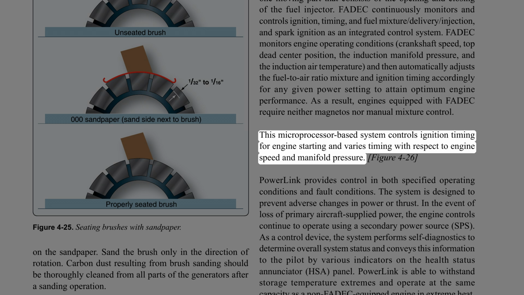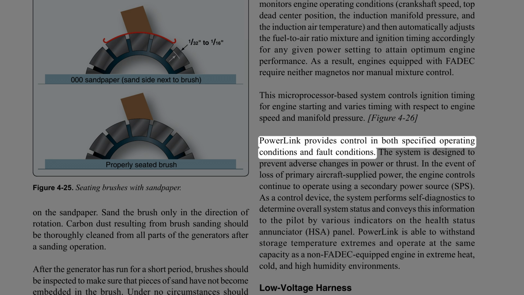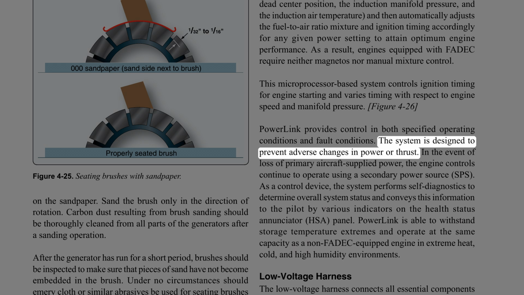This microprocessor-based system controls ignition timing for engine starting and varies timing with respect to engine speed and manifold pressure. PowerLink provides control in both specified operating conditions and fault conditions. The system is designed to prevent adverse changes in power or thrust.